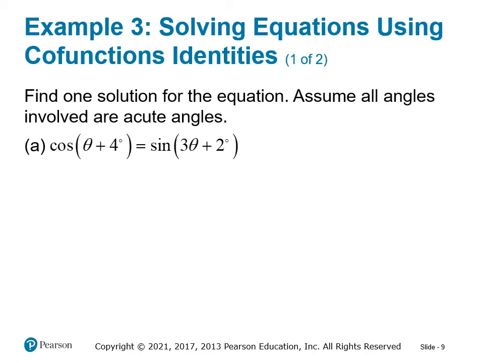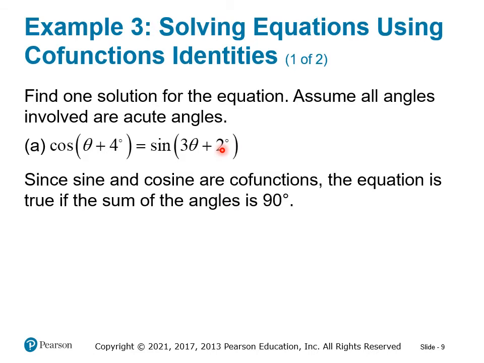Let's make this a little more difficult. Here we want to find one solution for this equation, and we know that the cosine of theta plus 4 equals the sine of 3 theta plus 2. Well, this is only going to be true if 3 theta plus 2 is complementary to theta plus 4, right? That means these two angles are complementary for this to be true, which means these two angles have to add up to 90 degrees, okay?